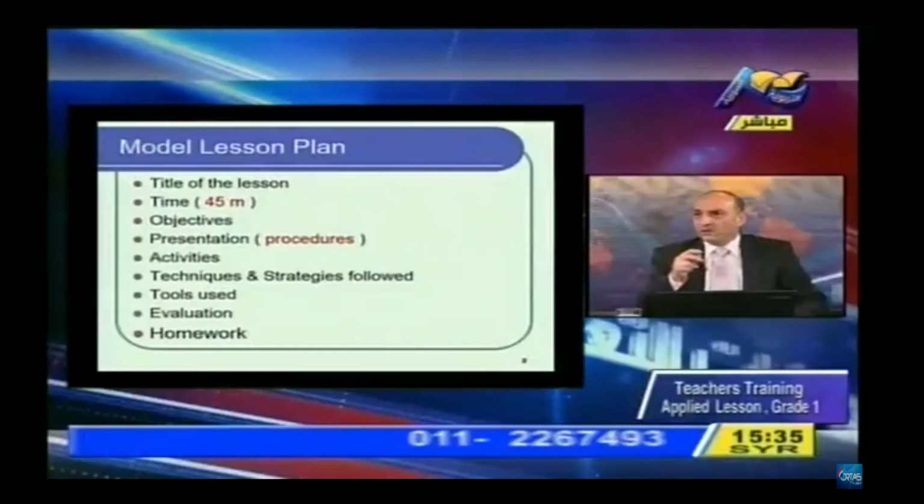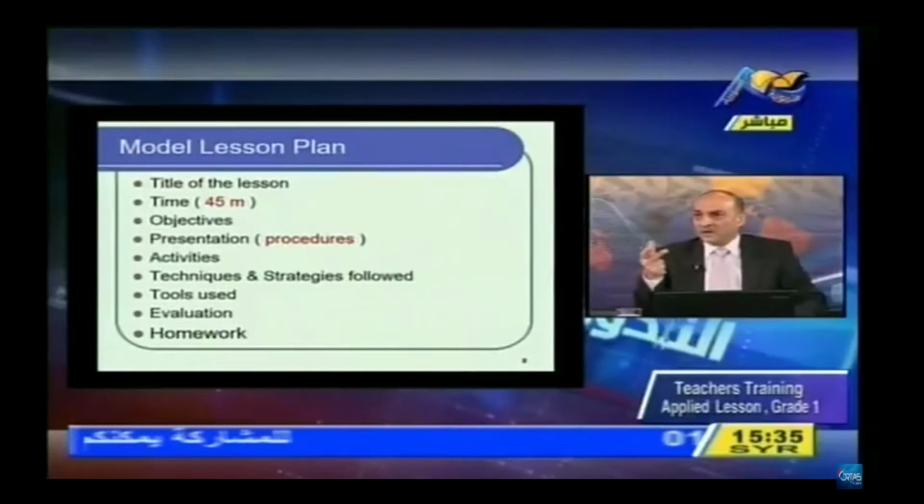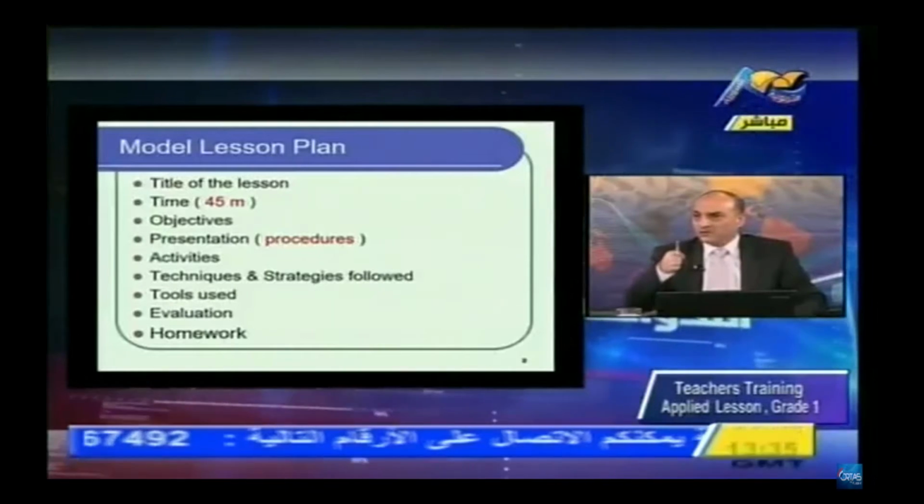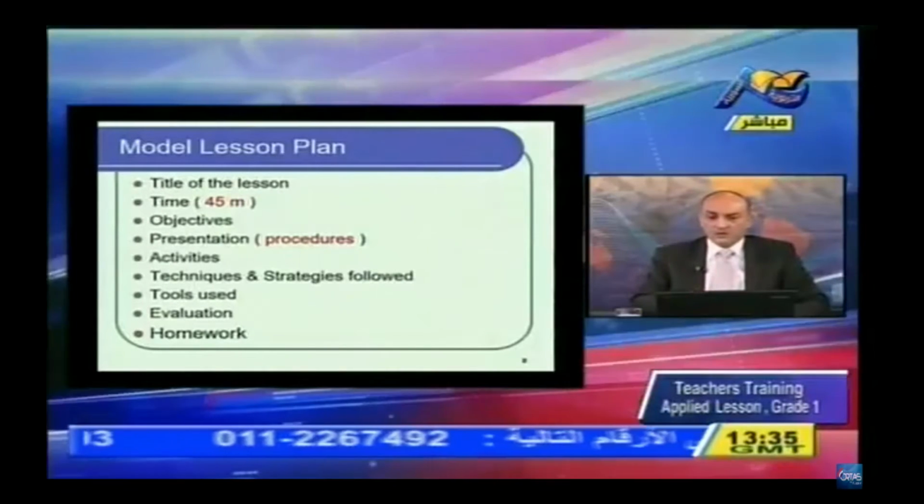Next one, timing. When we talk about timing, I think it's not enough to give the time of the whole class, which is 45 minutes. He should divide the time. Distribute the time for each stage during the lesson.